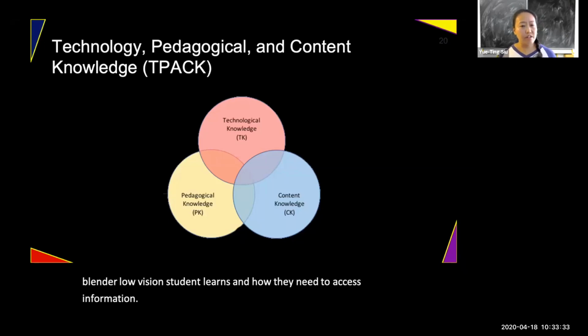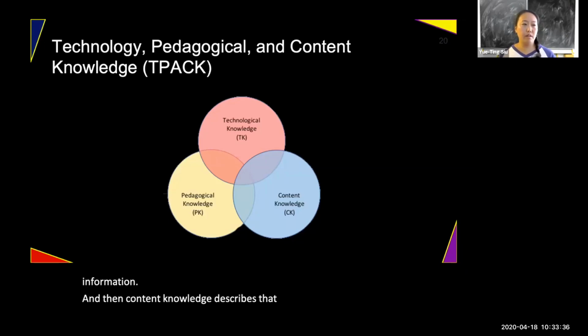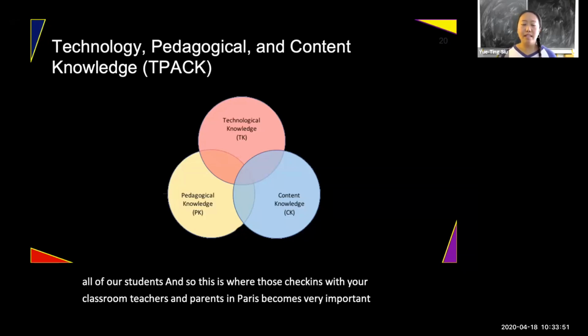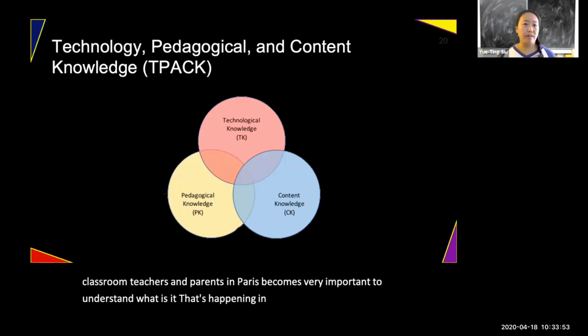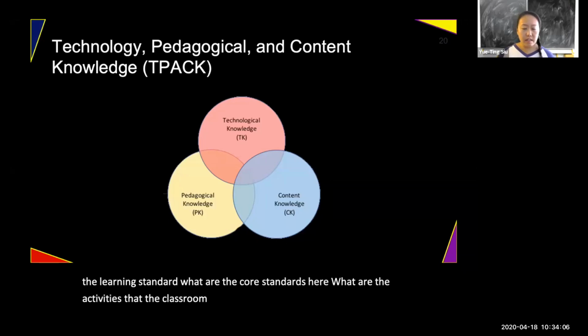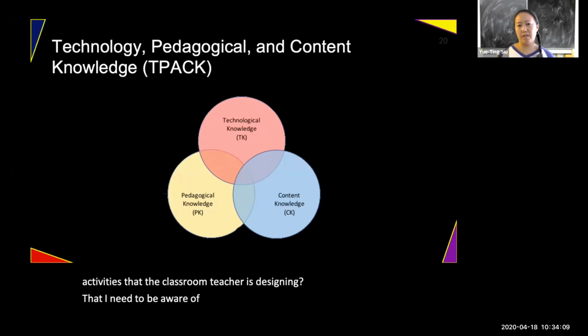And then content knowledge describes maintaining that expectation for learning, maintaining high standards for all of our students. This is where check-ins with your classroom teachers, parents, and paras become very important, to understand what is happening in the classroom, whether it's academics or functional academics. What's the learning standard? What are the core standards here? What are the activities that the classroom teacher is designing that I need to be aware of so I can be sure my student can access them?